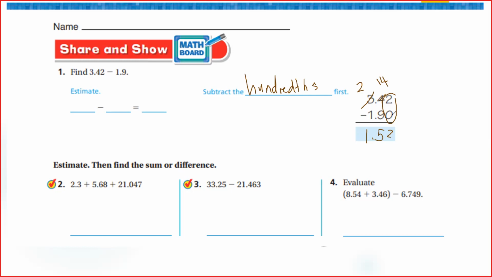If you need to estimate, what you have to do is underline 3 and 1. Then, can 4 give a 3? No, it says 3. Can 9 give 1? Yes, so it comes like 3 minus 2, which is 1. So that means my answer is close to 1. That's it.